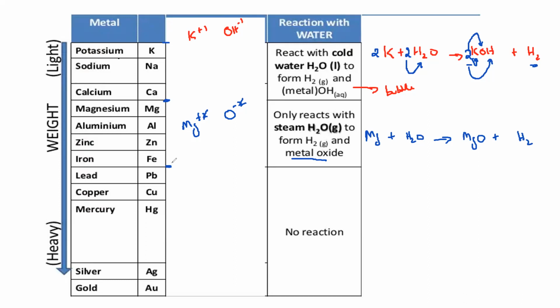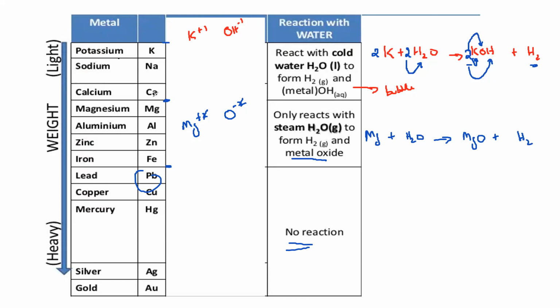Like if it was aluminium reacting with steam, it will be aluminium oxide plus hydrogen. If zinc reacted with steam, zinc oxide plus hydrogen. Iron reacted with steam, it will be iron oxide plus hydrogen. And the metals such as lead, copper, mercury, silver, there is no reaction, so they do not react.